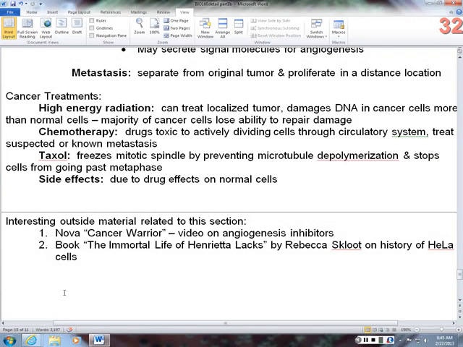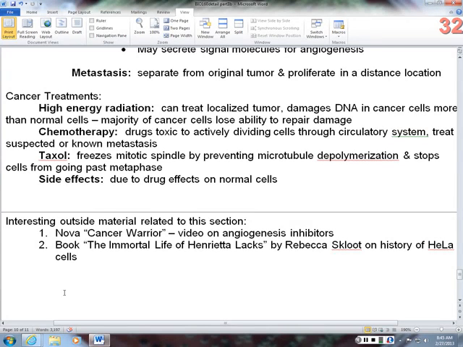So how we treat cancer right now: high energy radiation. This is helpful on a localized tumor that's staying in one place. It will damage the DNA in the cancer cells more than the normal cells. And so the majority of the cancer cells then lose their ability to repair the damage and die. And also at the same time, hopefully your immune system is trying to overcome and take over some of those cells.